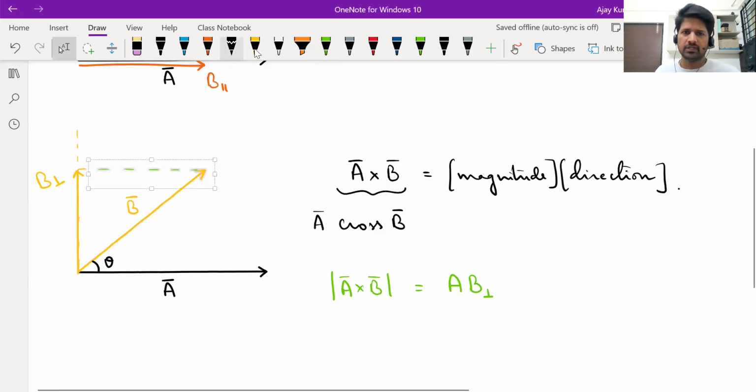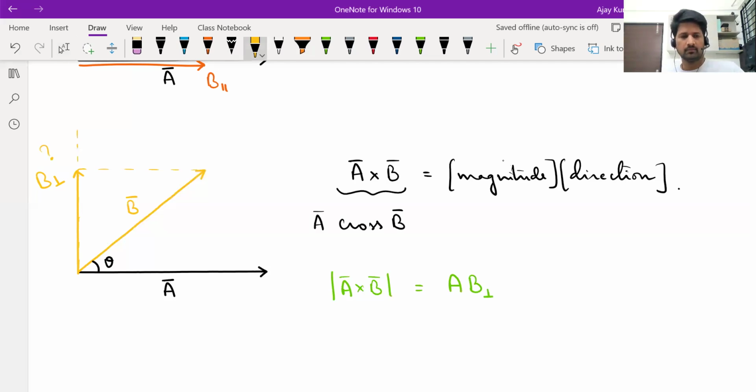Fine. Now see, the vector B makes an angle theta with the vector A. Then B's component parallel to A is B cos theta. Can any of you tell me what will be the magnitude of B perpendicular? There will be same as B only. What are you saying? Rishi, how can that B vector and this B perpendicular vector be the same? Can't you see that it is shorter?